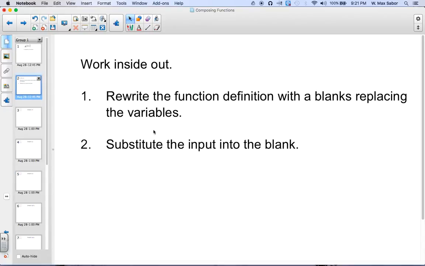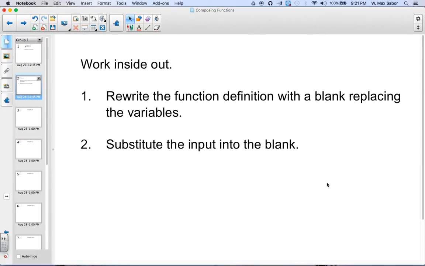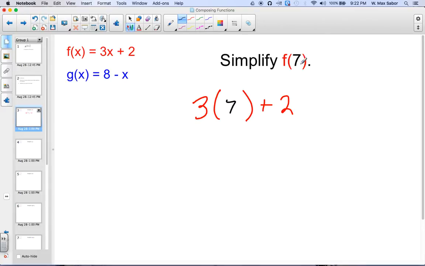The two steps for composing a function problem are to rewrite the function definition with a blank representing the variables, and then substitute whatever the input is into the blank. So if we have these two functions, we're going to use them over and over, and we're simplifying f of 7. So let's write the function with a blank where it goes, and then we put in our input there. This is something that we've done many times.